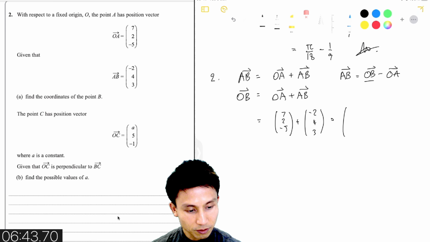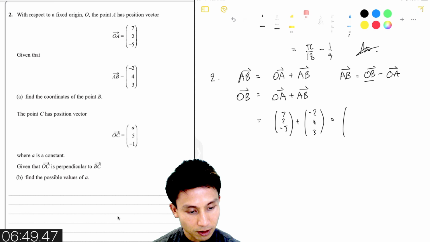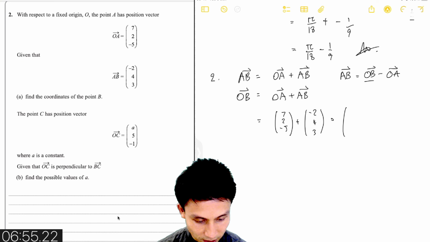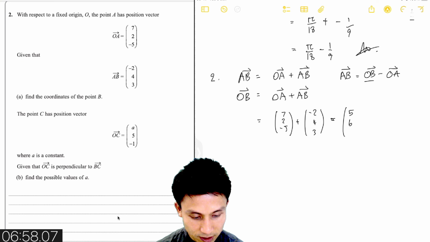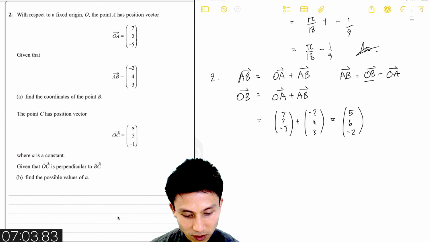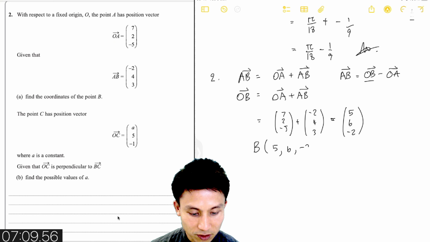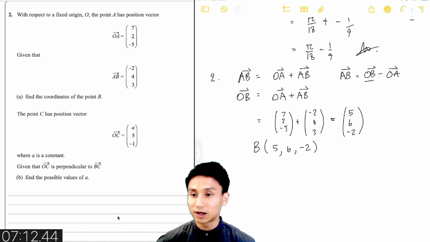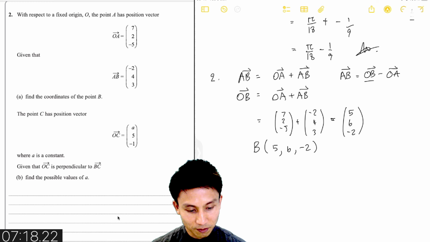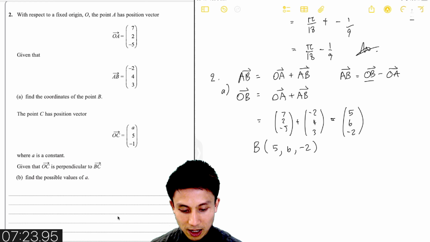Okay. I think I'm going to need to keep this around. Alright. Hang on. That's fine. So when we add them up, we get 5, 6, and minus 2. Now because it asks for the coordinates of B, we write B, and then it would be 5, 6, and minus 2 like this. So that's the way you write coordinates in math, just the coordinates x, y, z of a point. I'm just checking the math there. I think I'm happy with that. So that is part A, very easy.